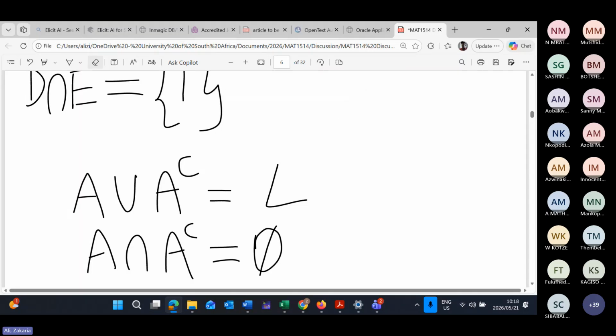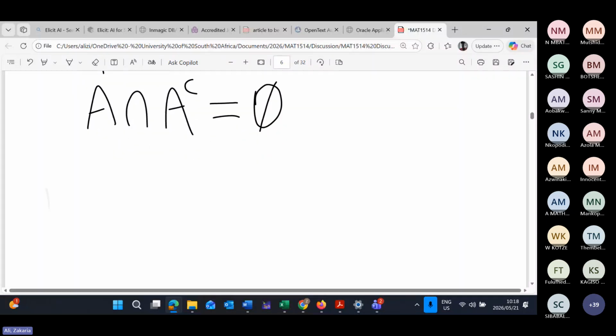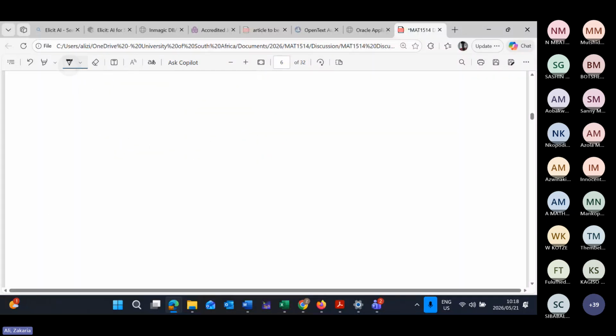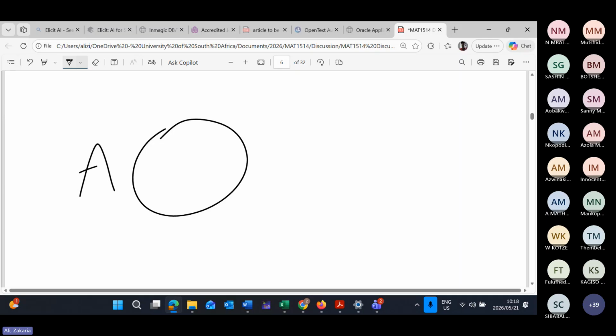All right. Now, generally, how do you visualize this? To visualize this, we usually use something called a Venn diagram. So let's say I have a set A. This is a set A. The set A is everything here. The question is, where is the set A complement? The set A complement is everything that is outside the set A. So that is the A complement.